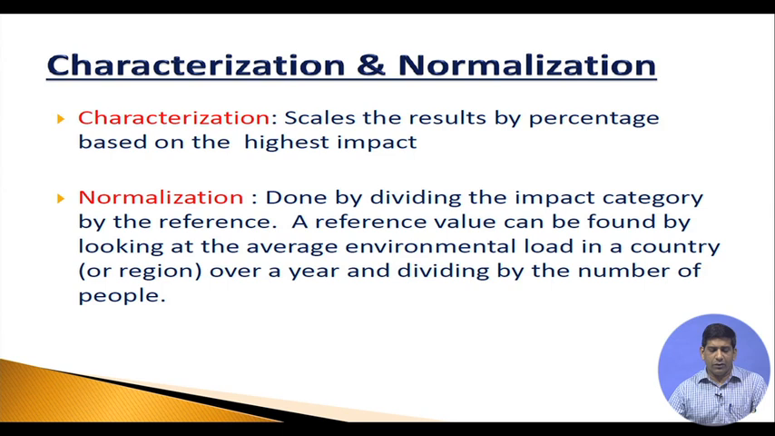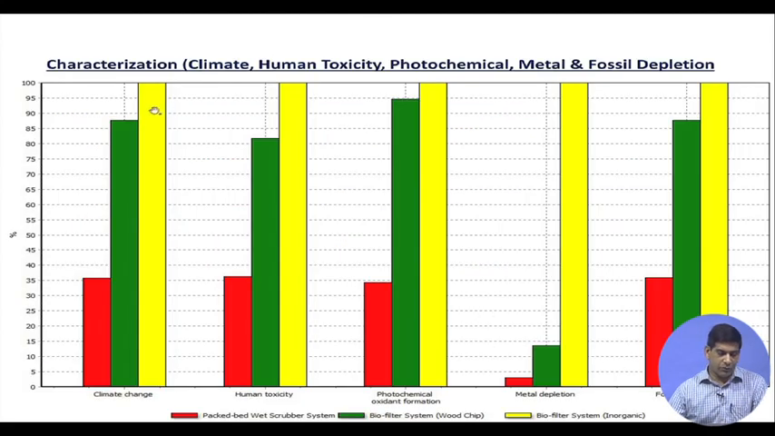Try to remember from the previous video where you have to characterize. You have to scale the result by percentage based on the highest impact, and then you have to normalize, dividing the impact category by the reference. A reference value can be found by looking at the average environmental load in a country over a year and dividing it by the number of people in that year. So, this is the total based on 100.